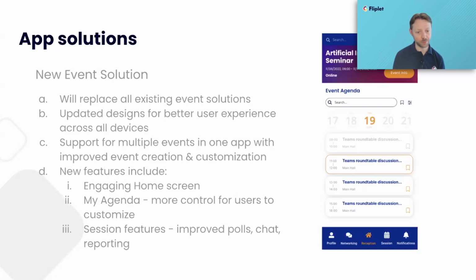You'll be able to have multiple events in one app, and we're going to give you more control over what features are enabled and disabled for each event, which will give people more capabilities to use this for events that differ a lot and maybe go for different durations or require different capabilities. We're going to be including some exciting new features like a redesigned home screen, a new My Agenda, which will give people more control to customize. And we're also going to be introducing some additional session features such as improved polls, chat, and reporting.